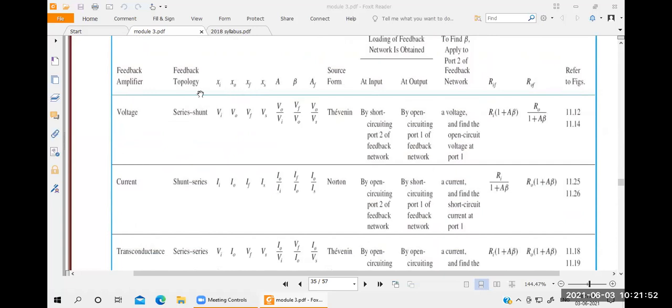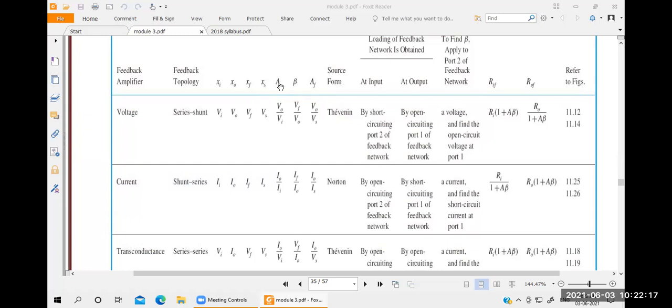Here are the signals taken: xi, x0, xf, xs. Xi is the signal for the input of the amplifier. X0 is the output of the amplifier. Xf means the feedback output voltage. Xs means the source voltage, the source signal. X stands for the signal here.